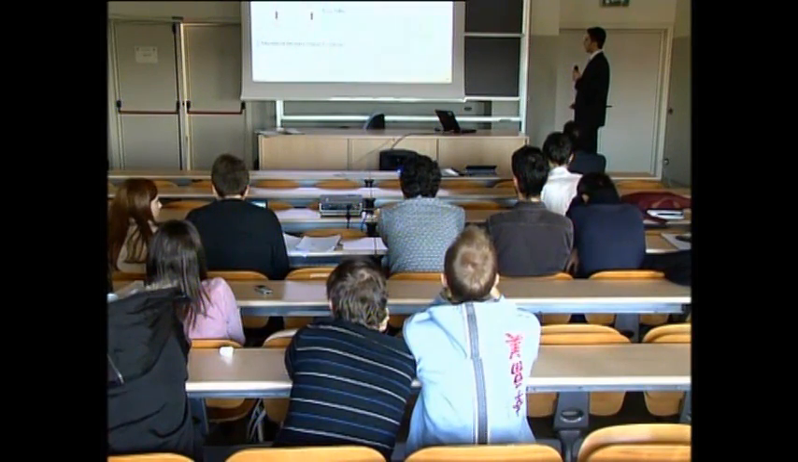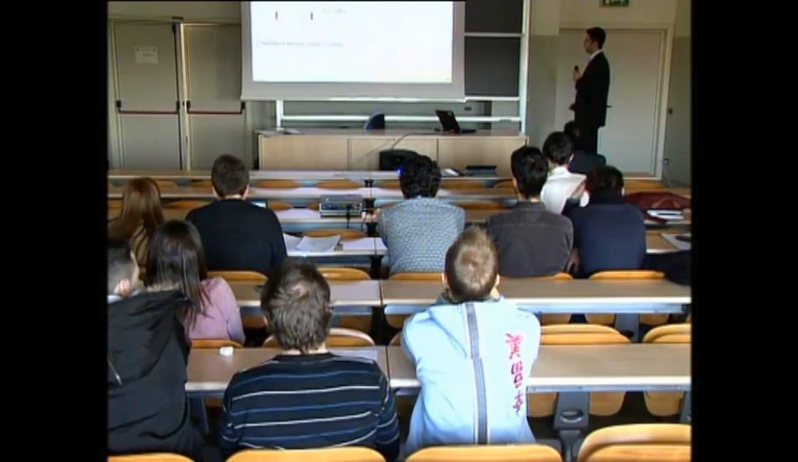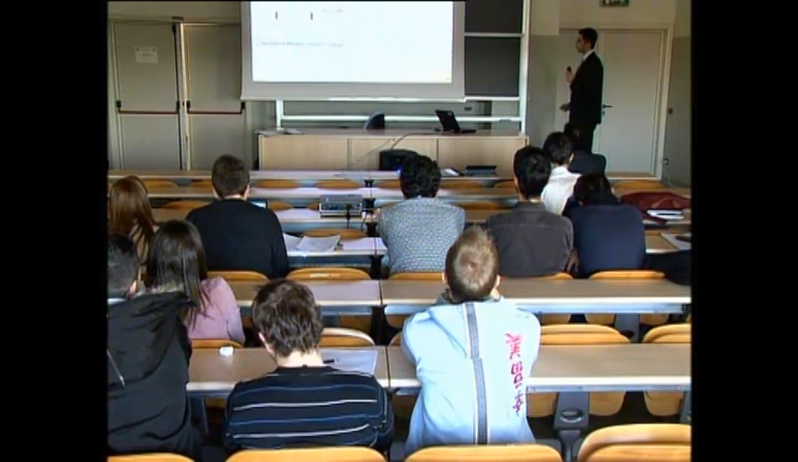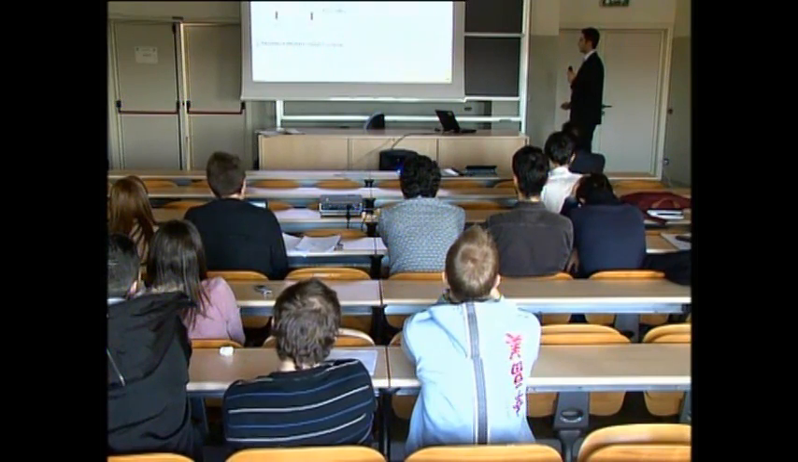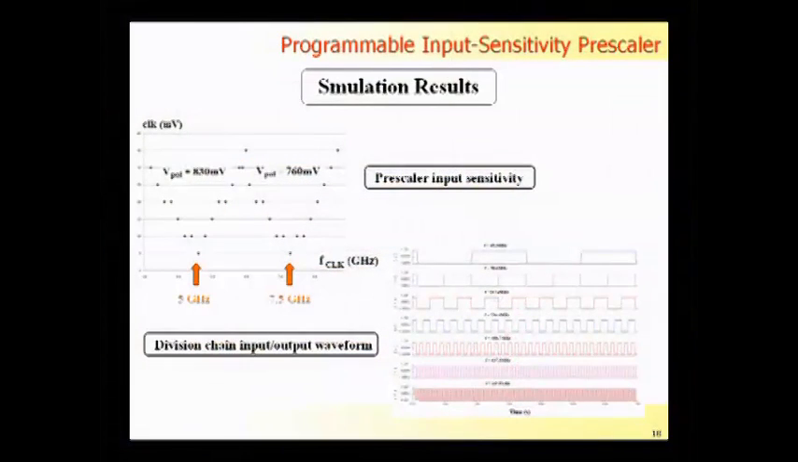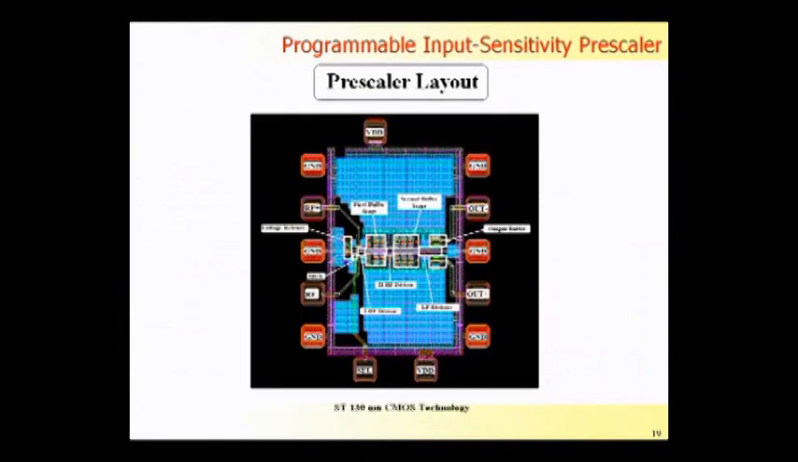Here it is reported in the time domain as it works. So we have the high frequency, and then we have lower frequency going to the baseband frequency due to the chain division. This is the layout of the chip. We can see the voltage reference at the beginning, and then the chain division that is implemented here in the core.